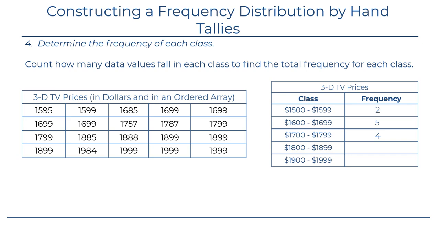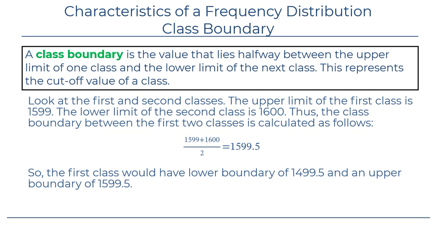From 1800 to 1899, I have a frequency of 5, and from 1900 to 1999, I have a frequency of 4. Now, everything in this example worked out well, but it's important to understand what a class boundary is. A class boundary is the value that lies halfway between the upper limit of one class and the lower limit of the next class. So it represents the cutoff value.